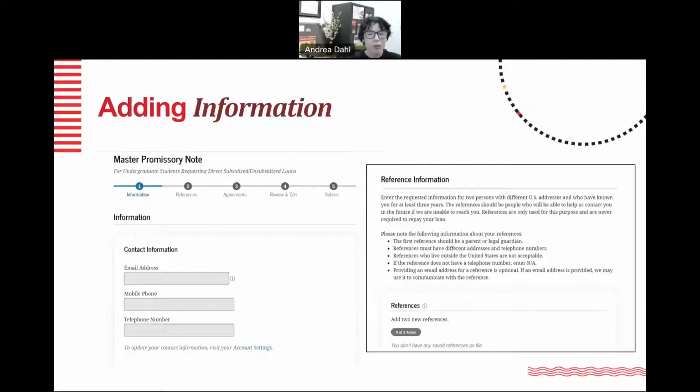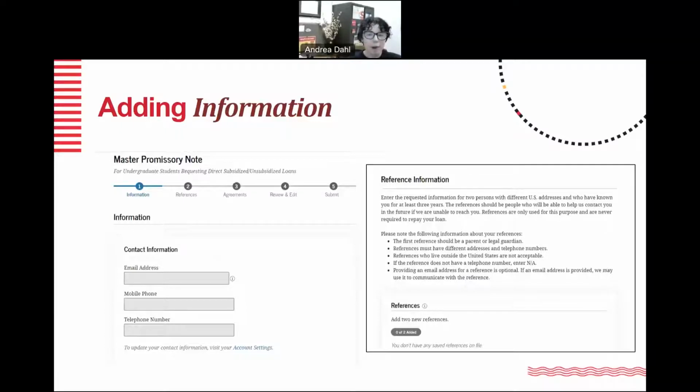Next, you'll need to add two references. One of those should be a parent or legal guardian. The two references do need to have different addresses. So if you could do one a parent and then the other you could do another relative like a grandparent, aunt, uncle, just so that they have a different address.